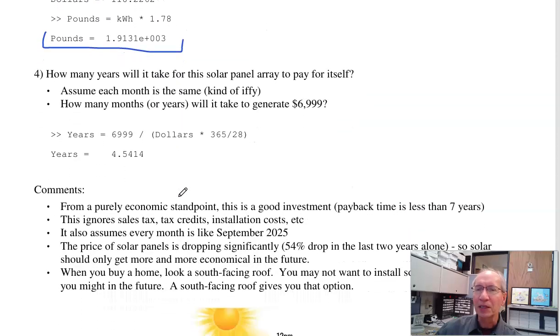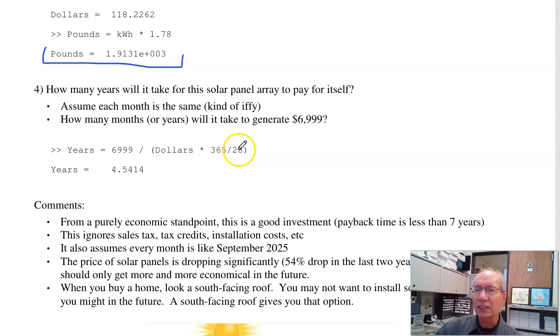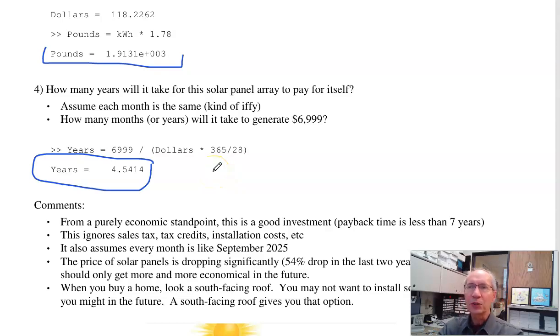In terms of payback time, this is how many dollars for 28 days. This is how many dollars per year. The kit costs $69.99, so it'll take about 4.5 years to pay for itself. So surprisingly, solar panels are actually cost-effective in North Dakota.